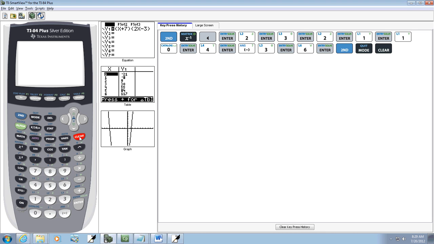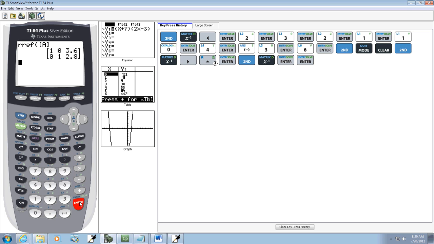Now we want to go to RREF. So I'll do second, x inverse, right arrow to math, and up arrow to RREF. Make sure you choose the one with 2 R's. That stands for reduced row echelon form. So I do enter on it. Go back in my matrix menu, do enter on A, and enter again.